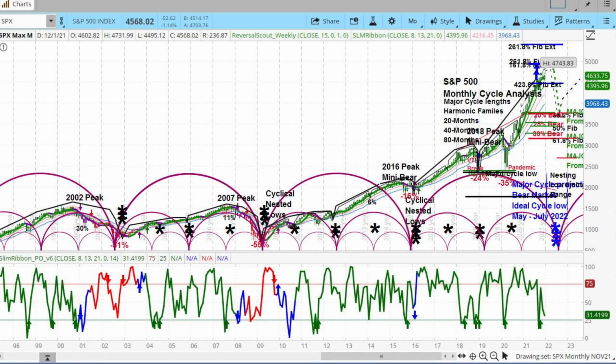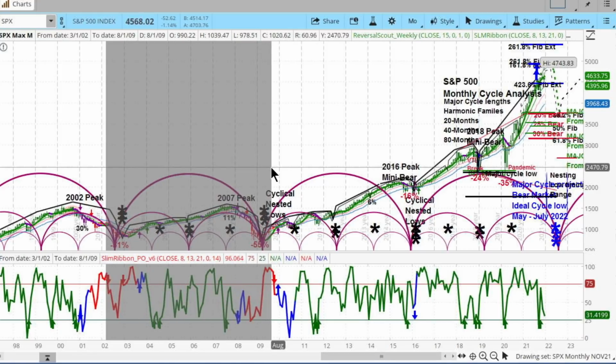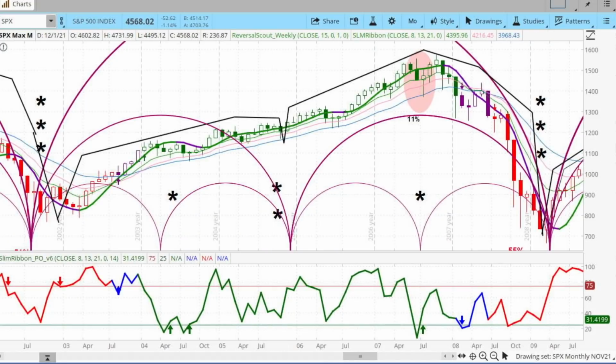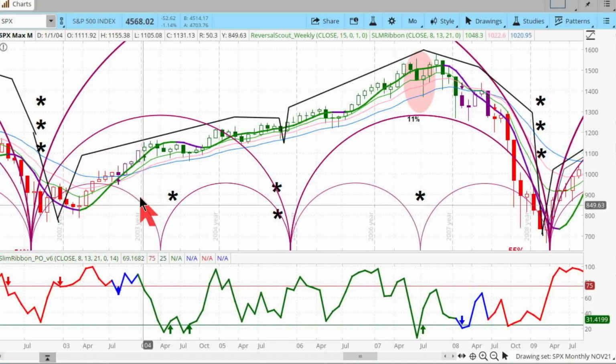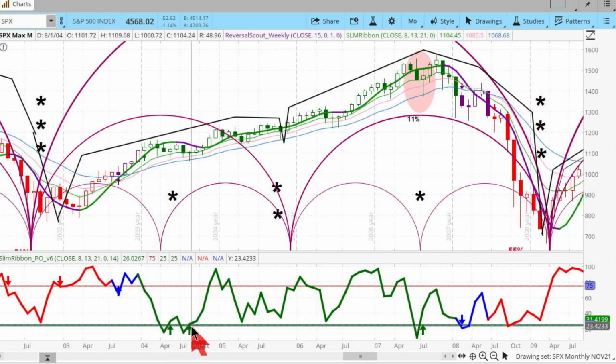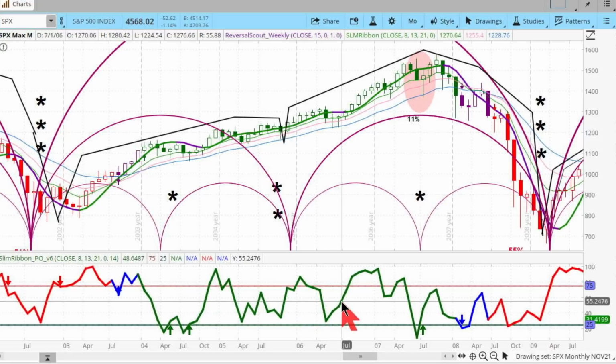And this is essentially the same chart, but let's just look at this market right over here from 2002 out to 2009. And you can see the momentum conditions that were in here. This is the slim ribbon. It turned positive here. This turned green. The slim ribbon PO on this monthly chart, giving all of these positive conditions right there.